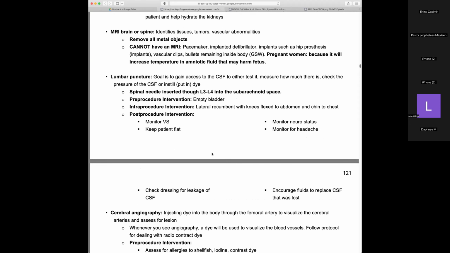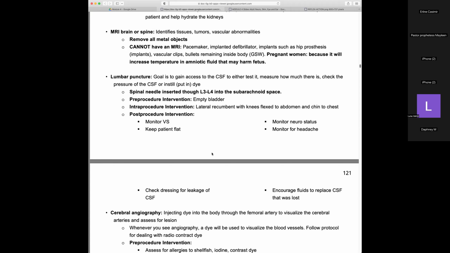Next up is MRI. MRI can be used to identify tissues, tumors, and vascular abnormalities like blood vessel abnormalities. MRI stands for magnetic resonance imaging. An MRI is a huge magnet. You must remove all metal objects before the patient goes in anywhere near the MRI machine.